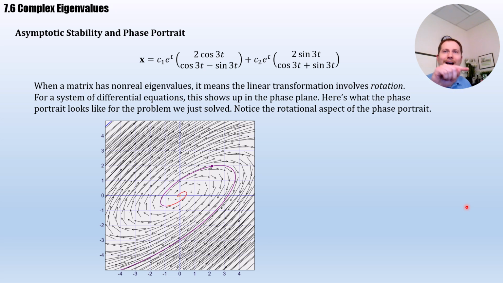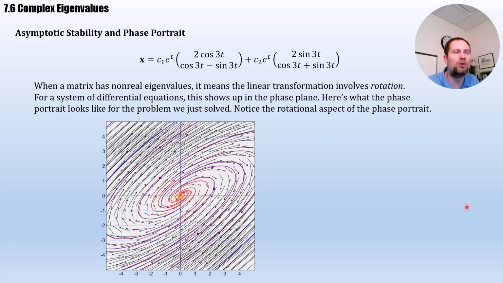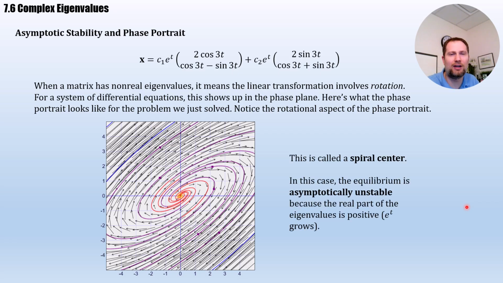You get this kind of spiral trajectory in the phase portrait when you have these cosines and sines involved, don't you? Which direction are the arrows going? They're pointed away. If you're making a prediction right now and you're thinking, Mr. Chase, I think this is an unstable equilibrium, you would be right. They're all headed away from the origin in a spirally way. Here's some more trajectories. And this is called a spiral center, and it's asymptotically unstable.